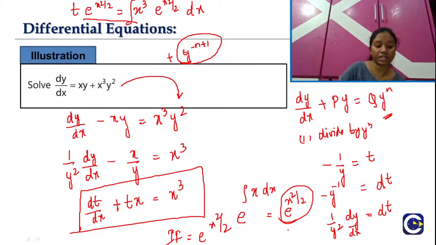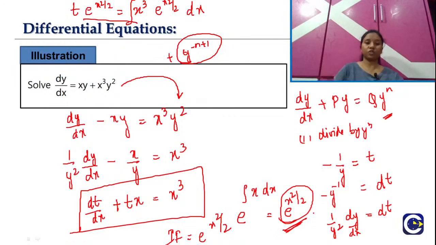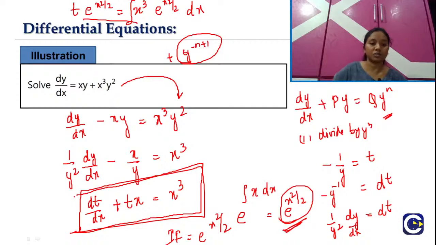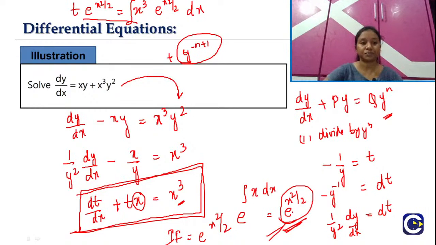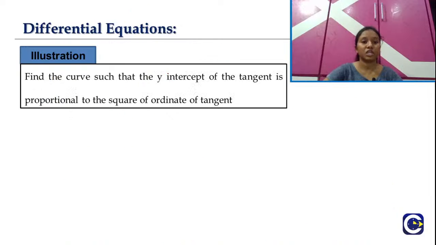So here the integrating factor will be e power x square by 2, because after the substitution of minus 1 by y equal to t, the linear equation we end up having is in terms of t and x variables, which is dt by dx plus tx equal to x cube. So from here our p will be x and q will be x cube. So the integrating factor will be e power integration of x dx, that will be e power x square by 2. Right, so I hope you guys got an idea here. So let's move on to our next question.